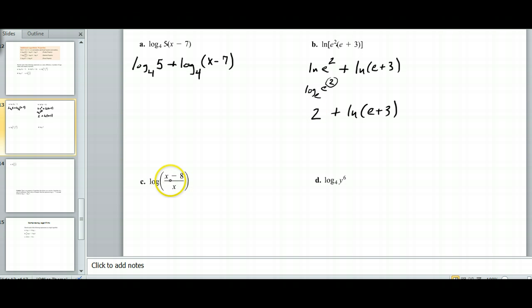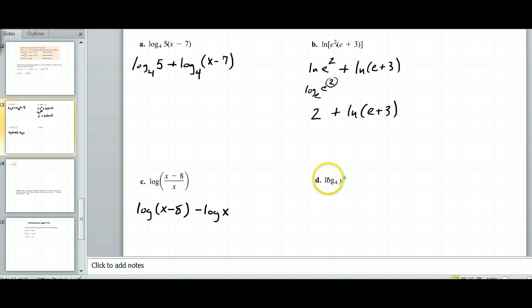Now we got a division symbol going on here, so this will end up being the log of the numerator, x minus 8, minus, because it's a quotient or division, the log of the denominator, log of x. And again, we can't distribute this log through. This is the input of the log, so this is just like function notation. We don't distribute it through there.